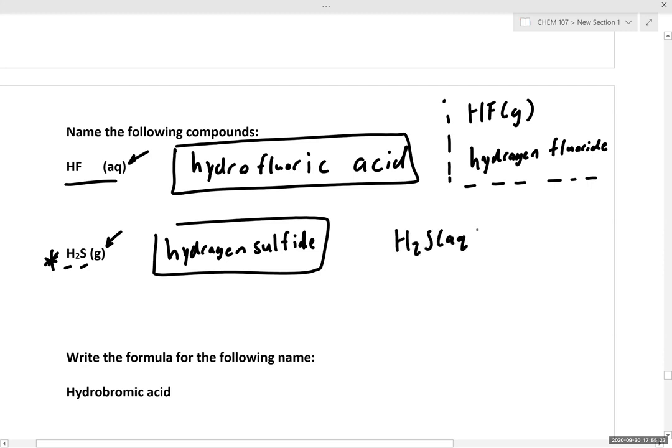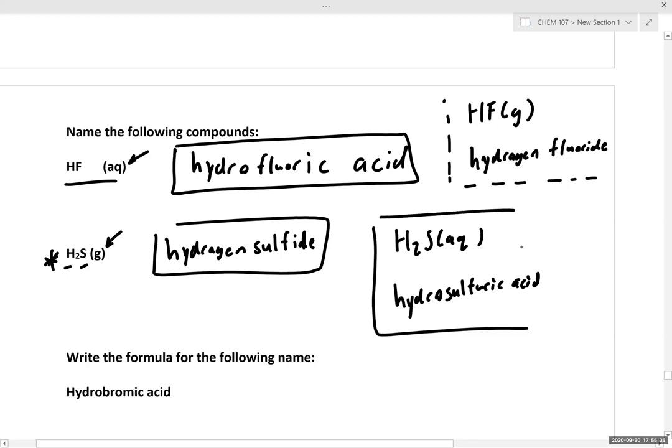Comparatively, if we're naming aqueous H2S, we would call this hydrosulfuric acid. Do these examples make sense to everyone? Is everyone comfortable so far?